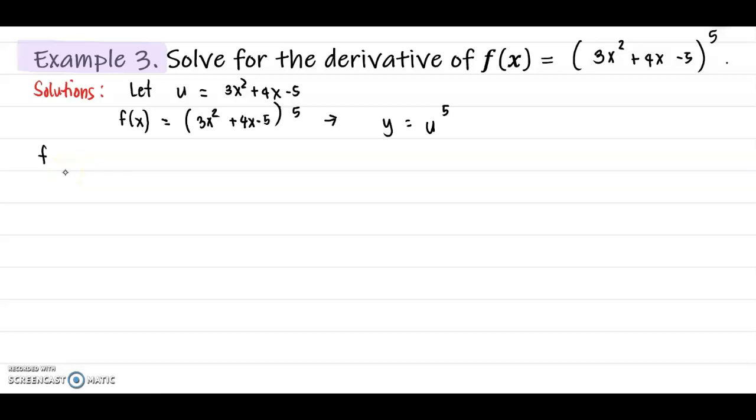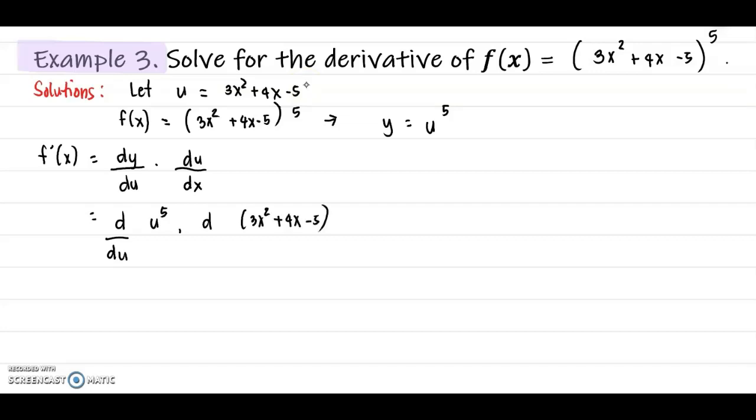So we have here f prime of x is equal to the derivative of y with respect to u times the derivative of u with respect to x. So we have here the derivative of y. Our y is u raised to 5. So we have u raised to 5 with respect to u times the derivative of u, our u here is 3x squared plus 4x minus 5. So we have 3x squared plus 4x minus 5 with respect to x.